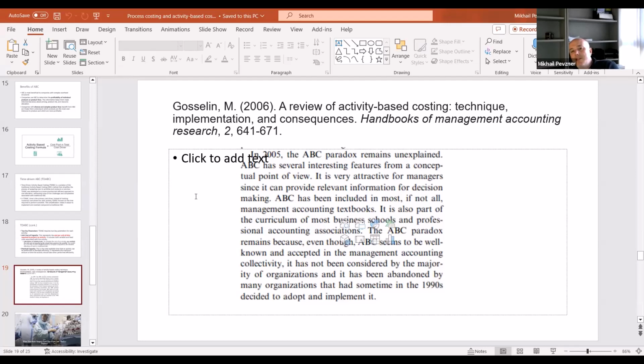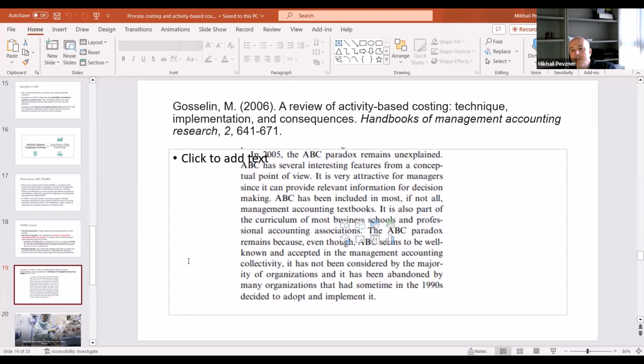In 2005, the ABC paradox remained unexplained. What is the paradox? The paradox is, such a good idea on paper, why is it not being used? That's the paradox. ABC has several interesting features from a conceptual point of view. It is very attractive to a manager since it can provide relevant information for decision making. Nobody argues with that. ABC has been included in most, if not all, management accounting textbooks. It's also part of the curriculum of most business schools and professional accounting associations.